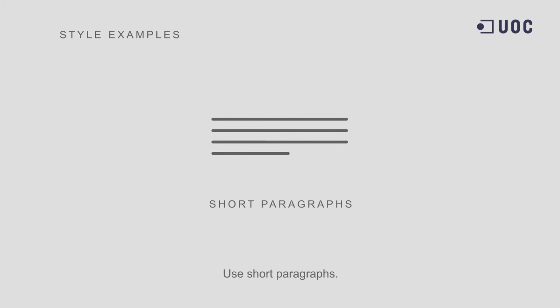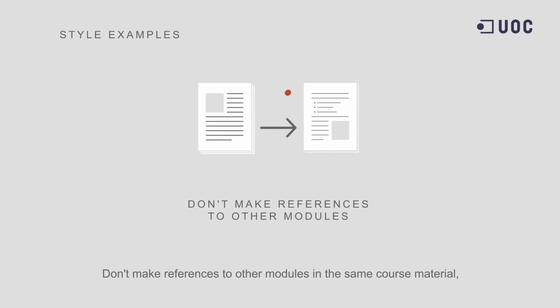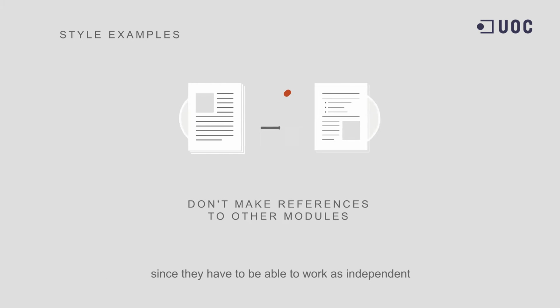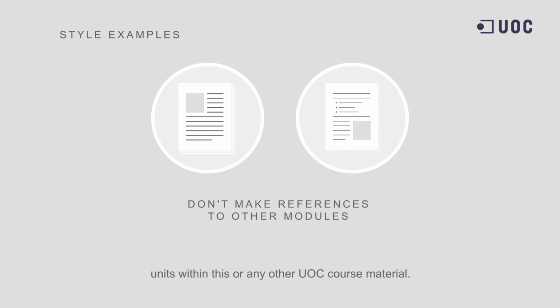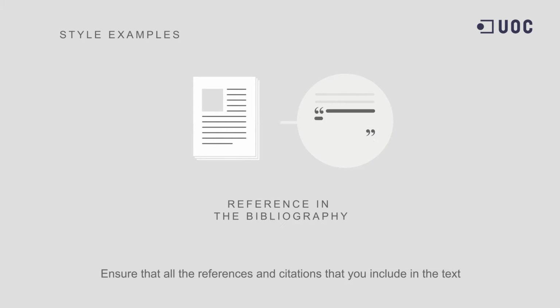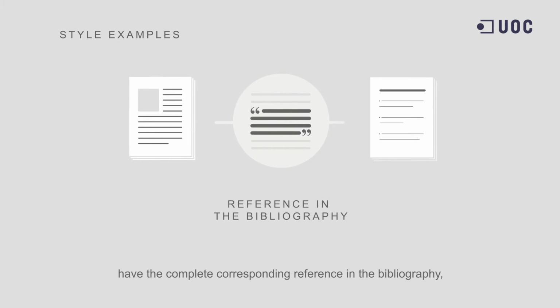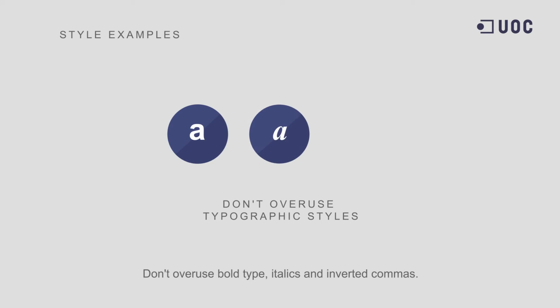Use short paragraphs. Don't make references to other modules in the same course material, since they have to be able to work as independent units within this or any other UOC course material. Ensure that all the references and citations that you include in the text have the complete corresponding reference in the bibliography, if you give it at the end of the module. Don't overuse bold type, italics, and inverted commas.